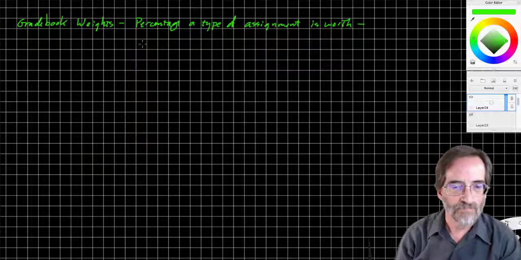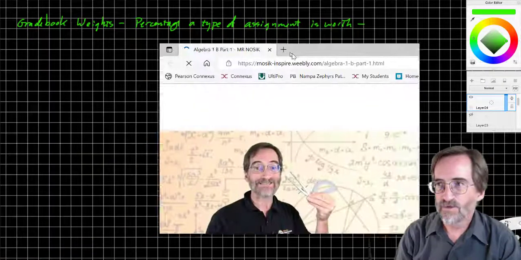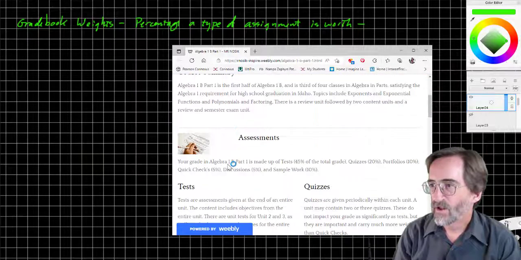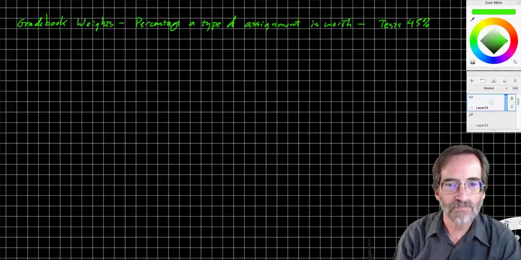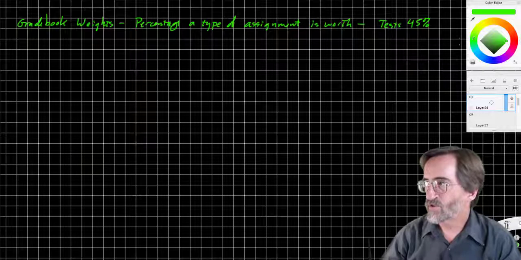For example, let's look at your gradebook weights for Algebra 1B Part 1. I'm going to the Weebly website. And tests are 45% of the total grade. So tests are 45%, or nearly half of your grade, are made up of tests. Gradebook weights. Word number 2, portfolio.